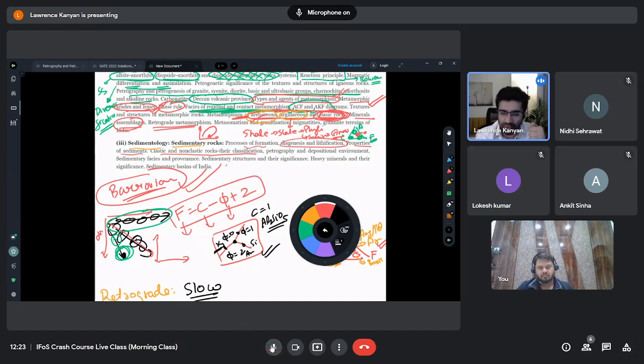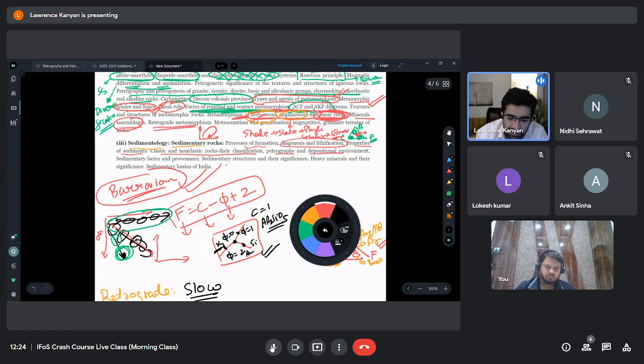It's not by name, but you should know orthoconglomerate, paraconglomerate, grain supported, clast supported part. And then you can have basically conglomerate and breccia depending on whether the clasts are rounded or angular. So just go through that part.